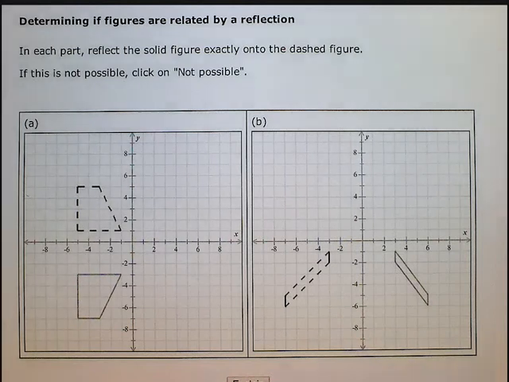Determining if figures are related by a reflection. In each part, reflect the solid figure exactly onto the dashed figure. If this is not possible, click Not Possible.